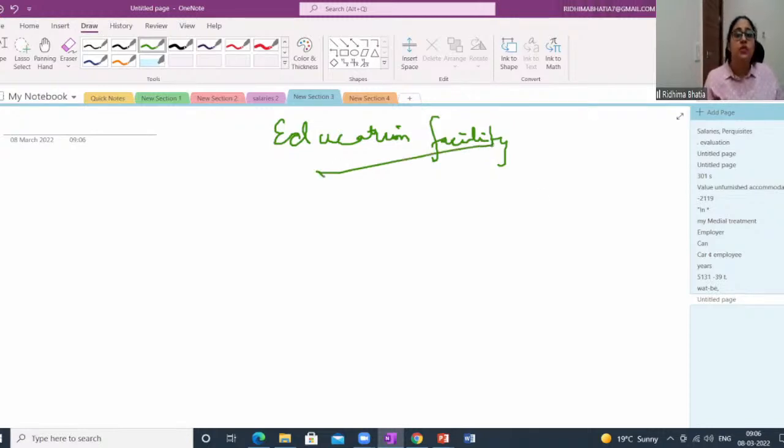Okay? So education facility means you are studying, you as an employee. If you are studying, then it would be fully exempt. Okay? Or if it is provided to your children. Education facility is provided to your children. What do you mean by providing education facility? Again, if the school is, say, let me explain it with an example.